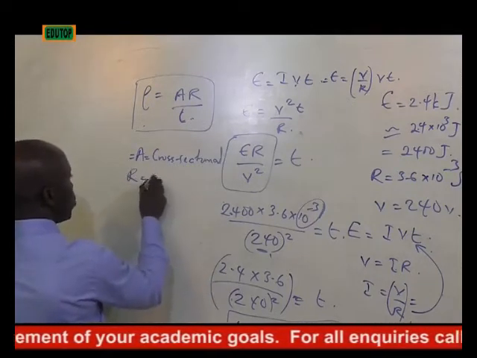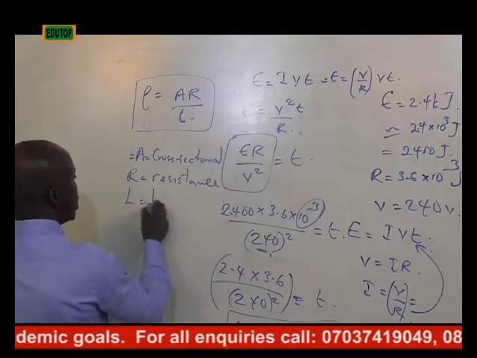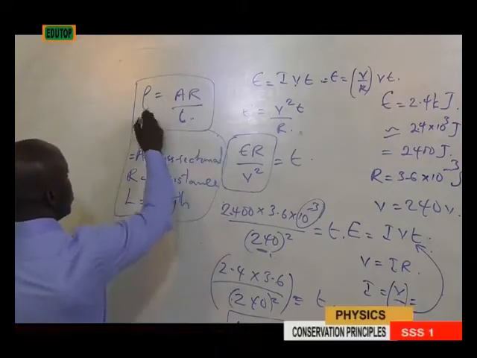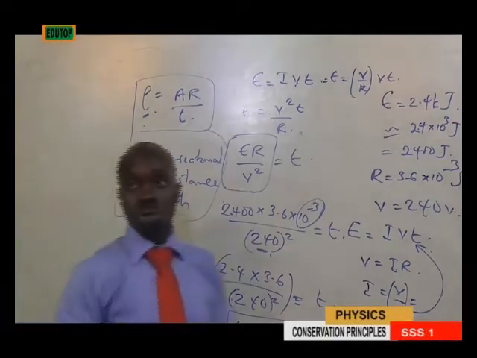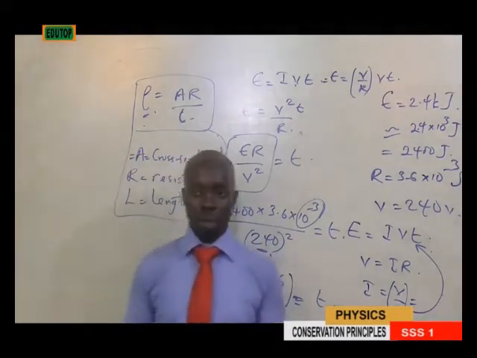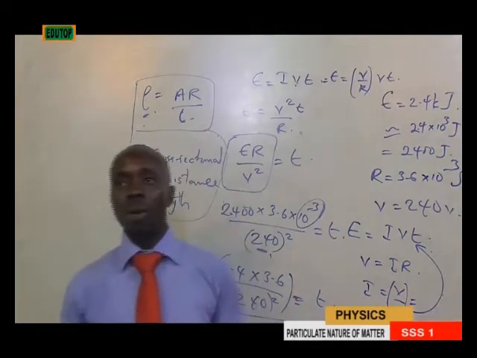Your R is your normal resistance, and your L is the length of wire. So with this, you'll be able to obtain your resistivity to solve question 6, question 8, and question 9. Without wasting much of our time, let's proceed to another wonderful topic.